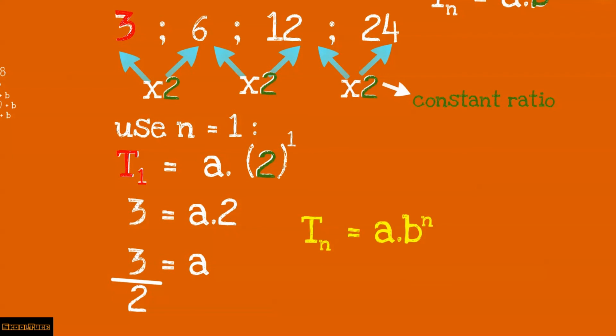Now we substitute this all back into our general formula. Tn is equal to a times b to the power n, and we end up with Tn is equal to 3 over 2 times 2 to the power n.